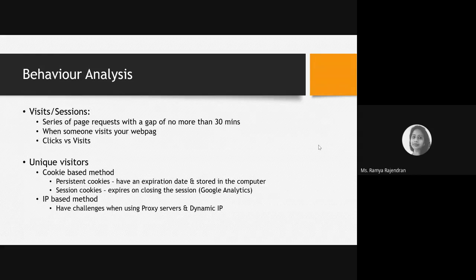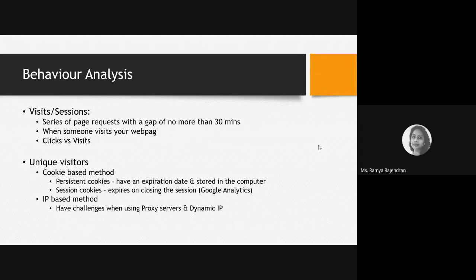I'm sure everybody knows what a cookie is. It's nothing but a small text file which is placed in the browser of a device. Each cookie will have a unique ID. The count of this unique ID over a period of time will be the website's unique visitors. But there are two different kinds of cookies available: persistent cookies and session cookies.